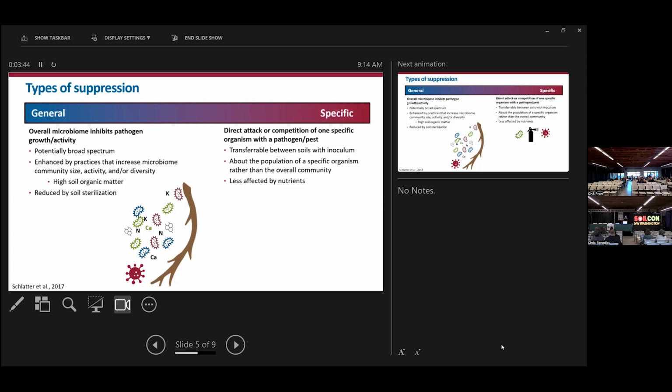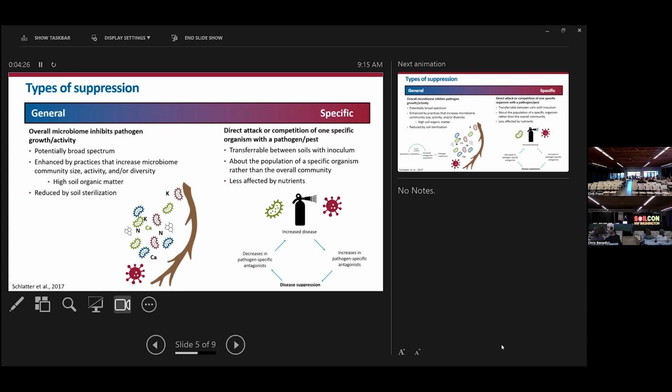Specific suppression, on the other hand, is the direct attack of a pathogen by another organism. And a big aspect of this is that it can be transferable between soils with inoculum. I'm going to talk a little bit about some examples of this, but it's really about the population of a specific organism rather than an overall community. So maybe less affected by nutrient additions or organic matter additions, and more affected by the presence of a particular organism. And one thing to note is that this can tend to come up when one host is continuously in a soil, so in continuous monocultures.